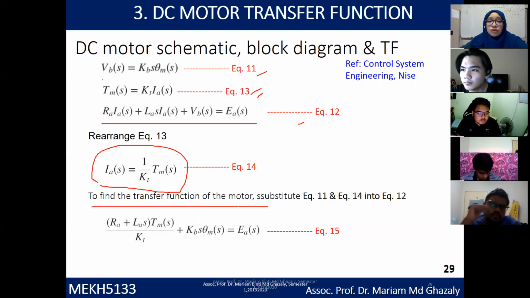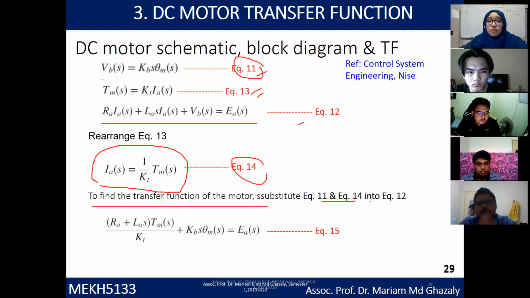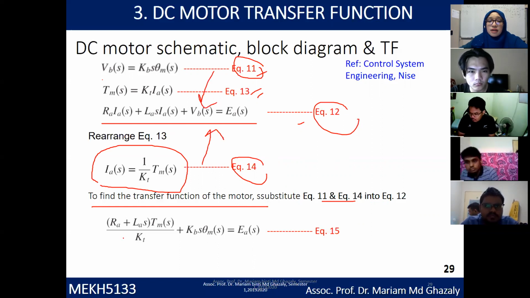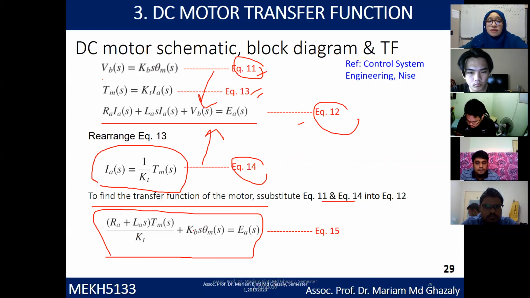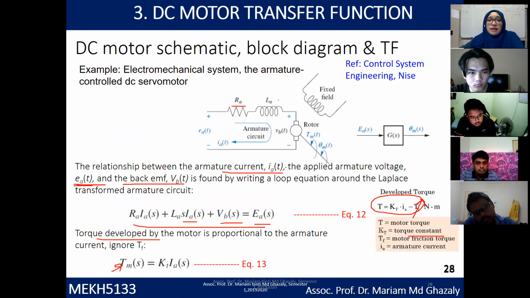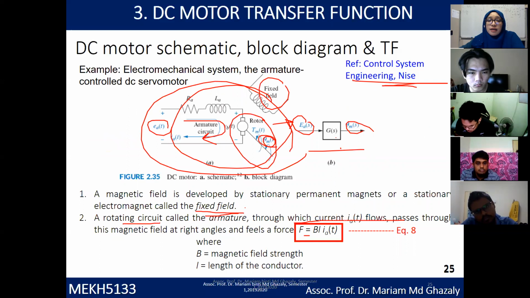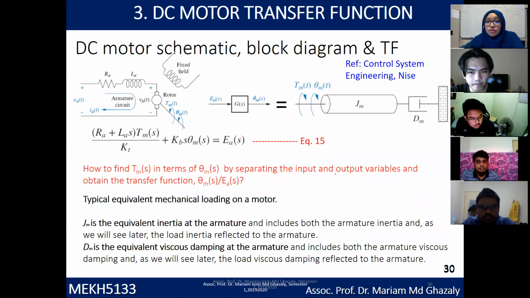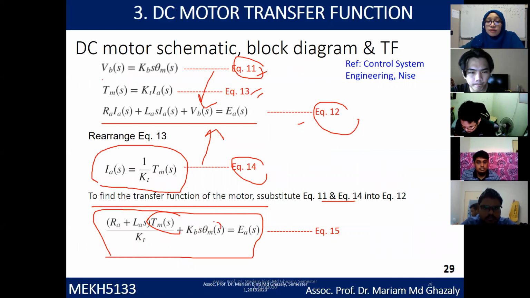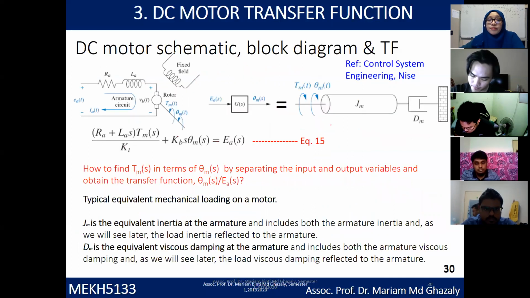Okay, now we are going to substitute. To find the transfer function, substitute equations 11 and 14 into equation 12. Means that substitute this to this equation, so you will get this transfer function, in the form of Tm, theta m, and Ea. The question just now was to get the transfer function of the output over the input, Ea. So output is theta m over Ea. You have this one, theta m is output, Ea is the input. So this one is the transfer function.